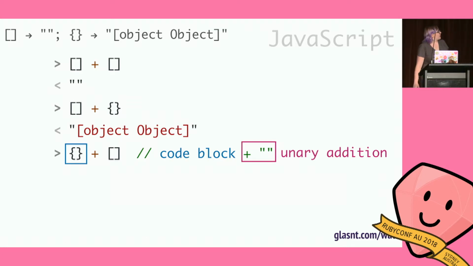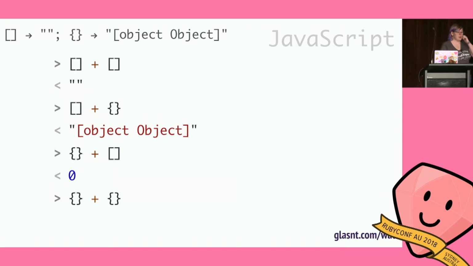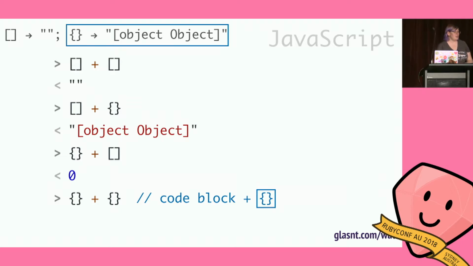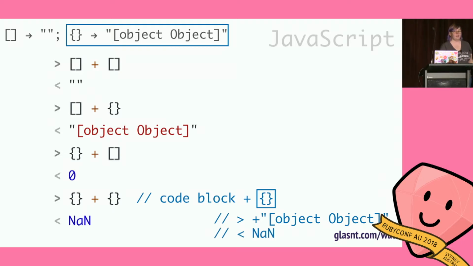Which means that the rest of the function is going to be a unary addition, which means we're pretty much just going to cast that to a number and it's going to be 0. So we end up with 0. And then if we do two empty objects, the first one is a code block, but the second one is a cast of an empty object. And we know that an object is actually a string, so when we try to do a numeric casting of a string, it's an error. And so we get the error.